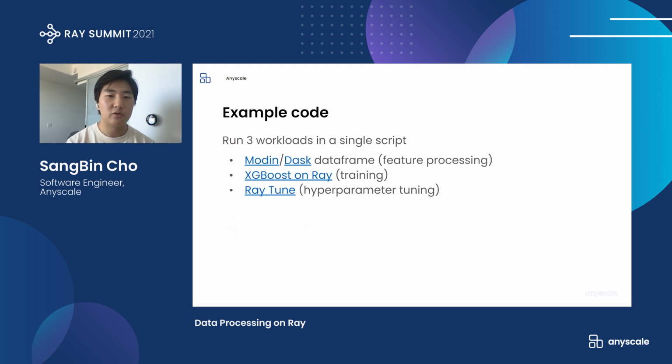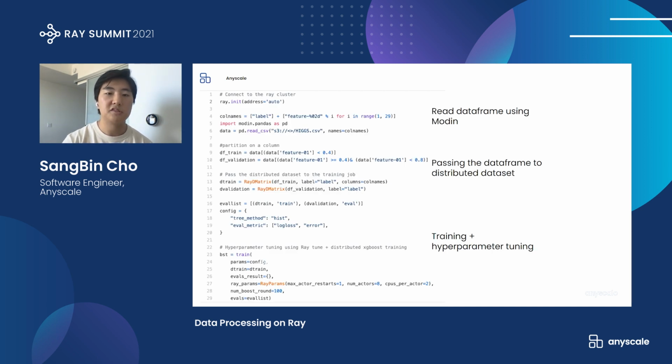Then let's see a short real world example. In this code example, we are going to use 3 different libraries. Modin, known as a distributed pandas on top of Ray. By the way, note that you can also use just Dask on Ray in this case. And XGBoost on Ray, which is for distributed XGBoost training, and also RayTune for hyperparameter tuning. So this is one example that enables training and data processing in the same job.